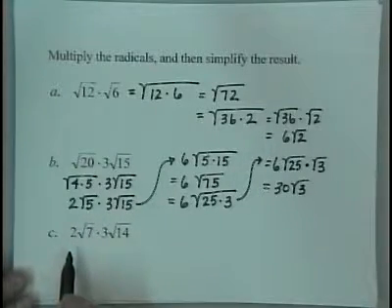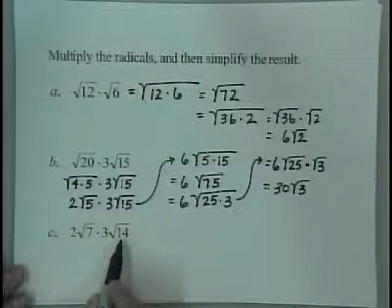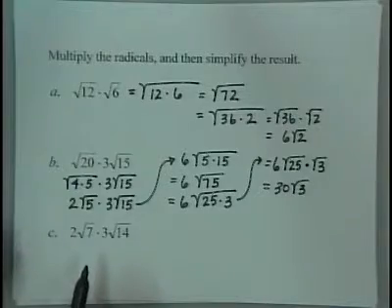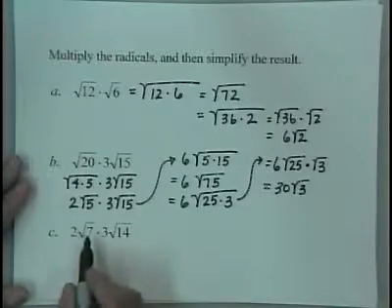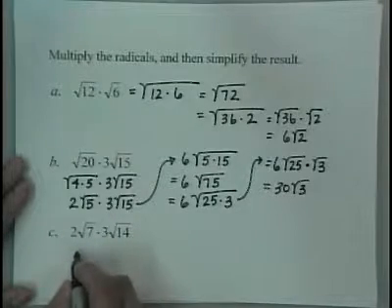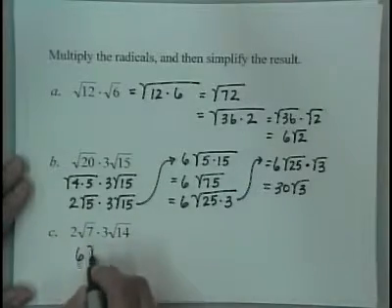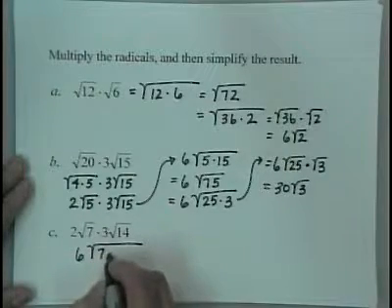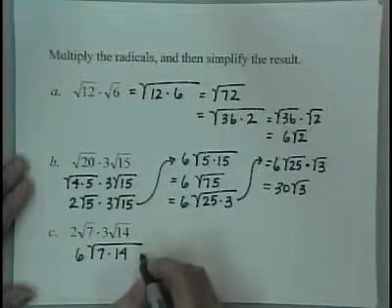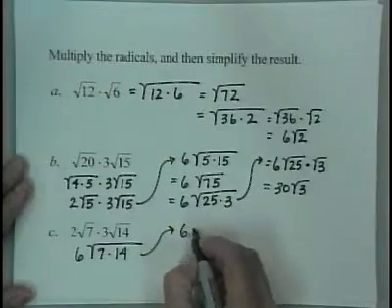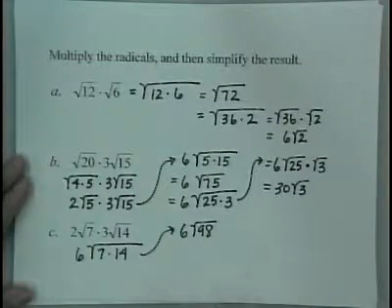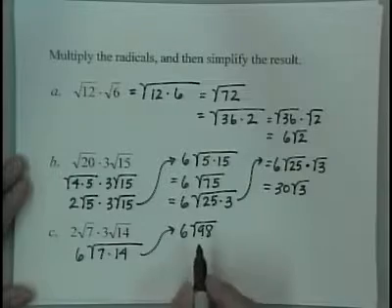This problem reads 2 square roots of 7 times 3 square roots of 14. Now neither radical simplifies as they are, so we're ready to go ahead and multiply. And as with the previous problem, we'll multiply the 2 times 3, which are on the outside of the radical, and inside the radical multiply 7 times 14. 7 times 14 is the number 98. And now my problem is to simplify 6 square roots of 98.